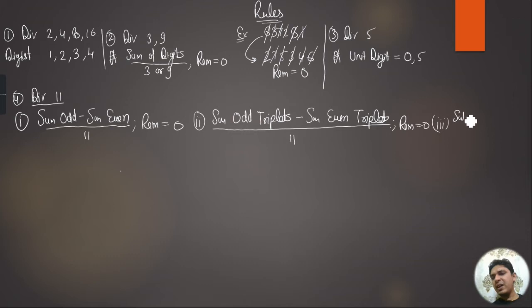And the third rule of the divisibility by 11 is also there. This is: subtract the last digit from the remaining digits, right? Keep on subtracting the last digit from the remaining digits. In the last, the number we get, if it is divisible by 11, then the entire number will be divisible by 11. Otherwise, the number will not be divisible by 11.